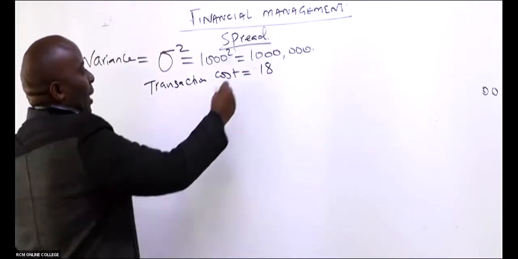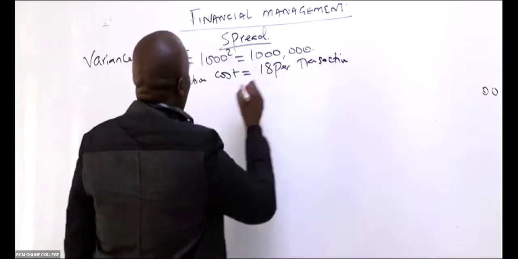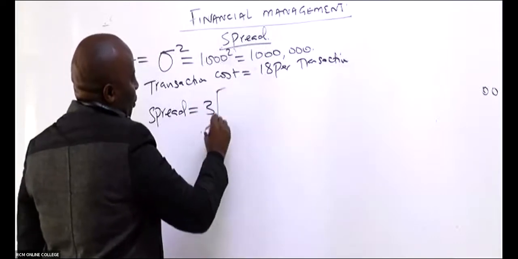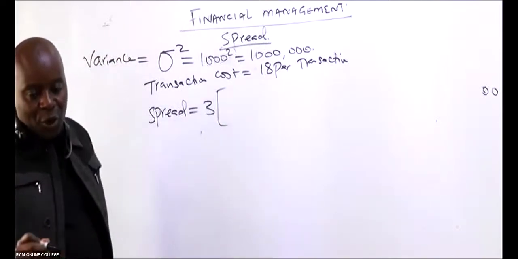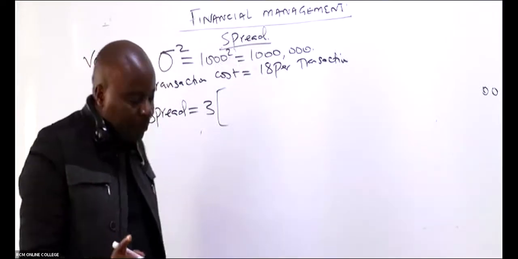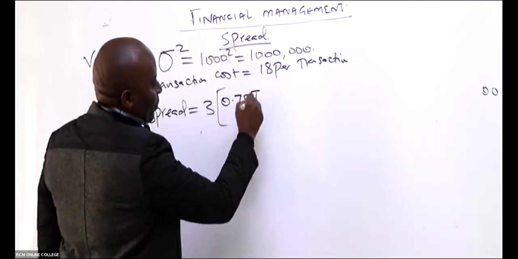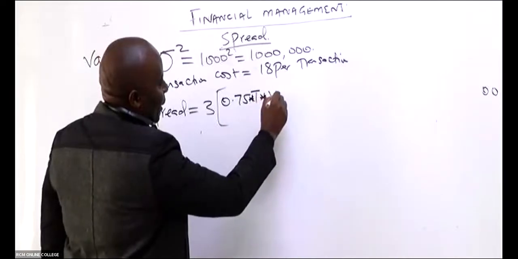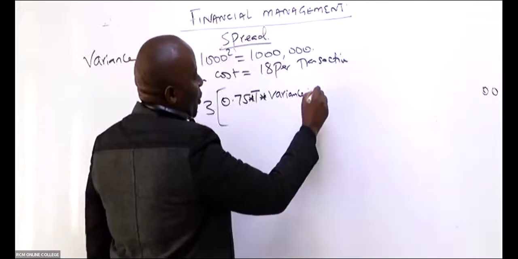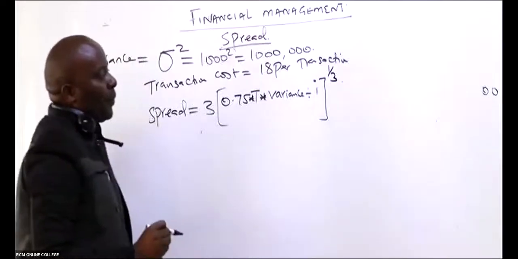And then now you can come up here and give us what we call the spread, which will be 3. Inside these brackets, you'll write the formula, which will be 0.75 times transaction cost times variance divided by the interest I, and then raised to a third.